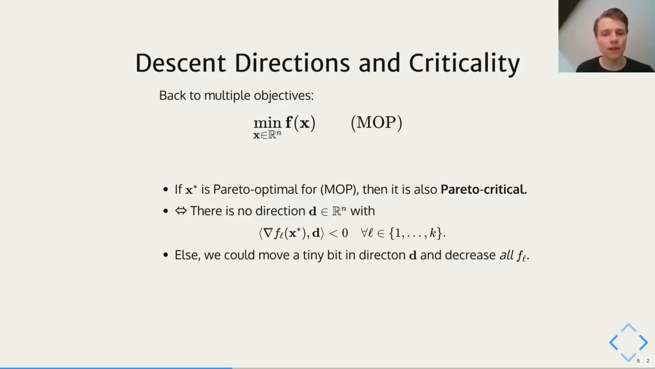To summarize, the idea that we want to pursue in our algorithm is, as long as some point is not Pareto critical, we can find a descent direction and move along that direction. So we want to find these critical points, which are a superset of the Pareto set.